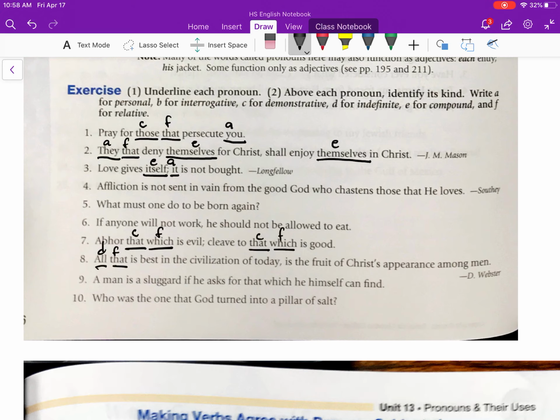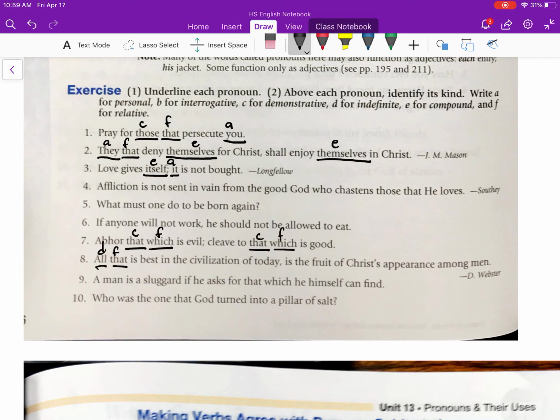So let me show you how exactly you would figure out the difference between the that here in number 8 and the that in number 7. In one case, it is a demonstrative pronoun, and in another case, it's a relative pronoun. Well, how do you tell the difference? What you've got to remember is that relative pronouns are the ones that introduce dependent clauses. Dependent clauses are clauses that have a subject and have a verb, but cannot operate independently because they are dependent. So the way you can do that is by looking in your sentence to see what exactly the pronoun is functioning as.